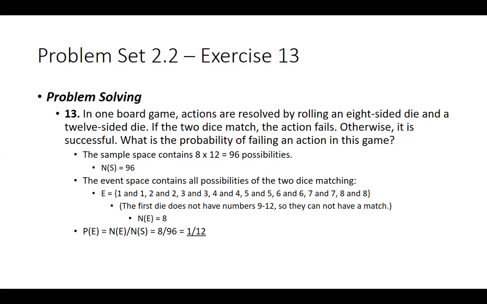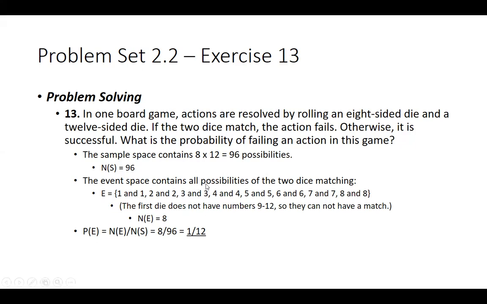So we're rolling an 8-sided die, that's 8 possibilities. We're rolling a 12-sided die, that's 12 possibilities. We're multiplying those 2 together, 8 times 12. There's a total of 96 possibilities. The sample space contains 96. N of S is 96.